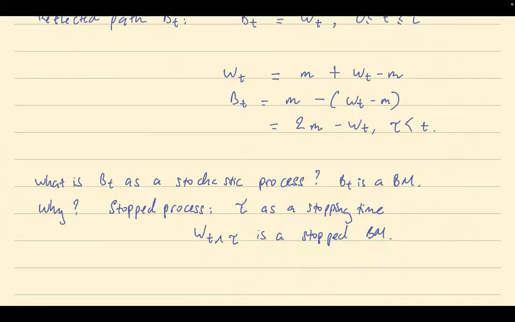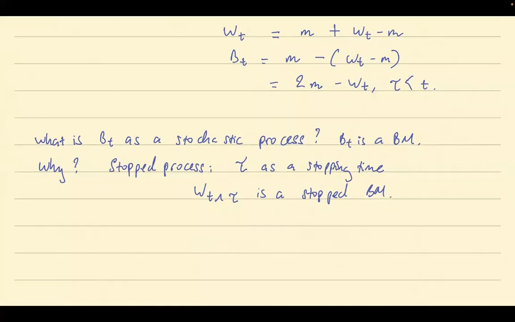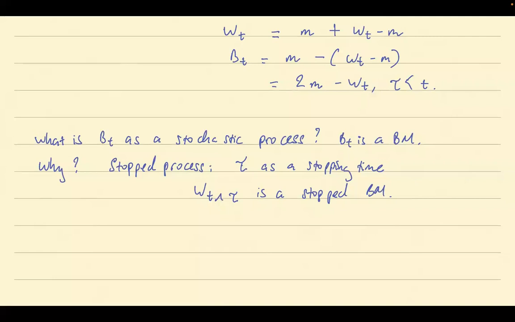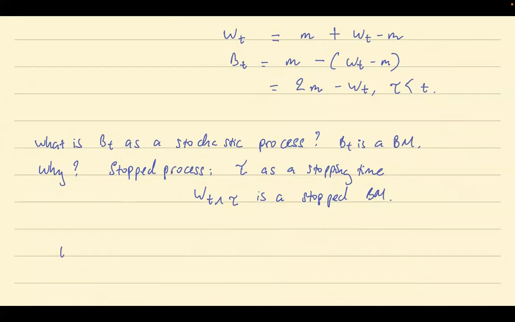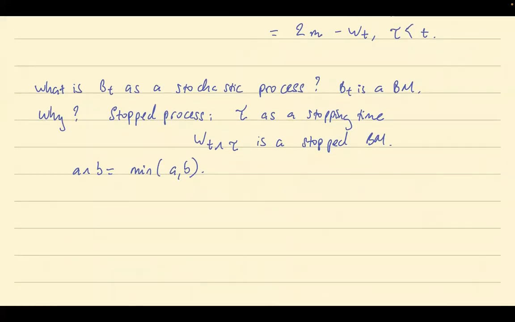Have you heard of this before? It's really simple, and it's not really important here, but by the way, this notation, the wedge, is the minimum between A and B. That's what it means. So what does the stopped process do?